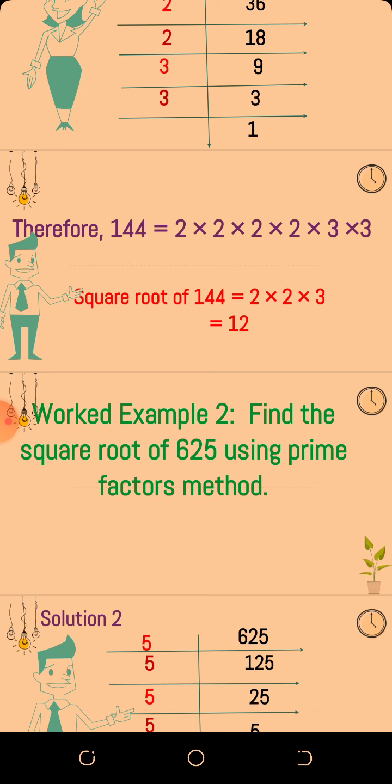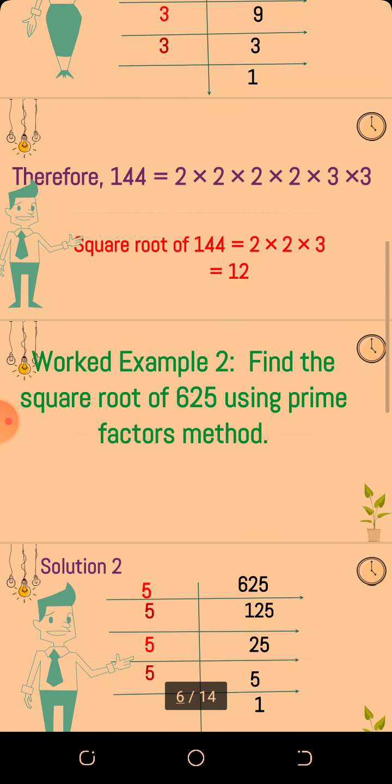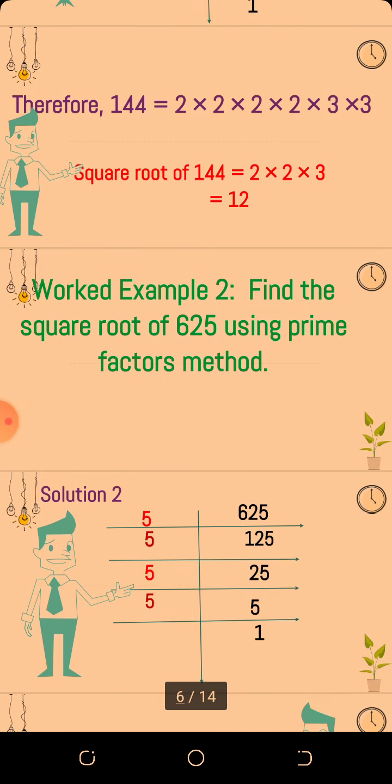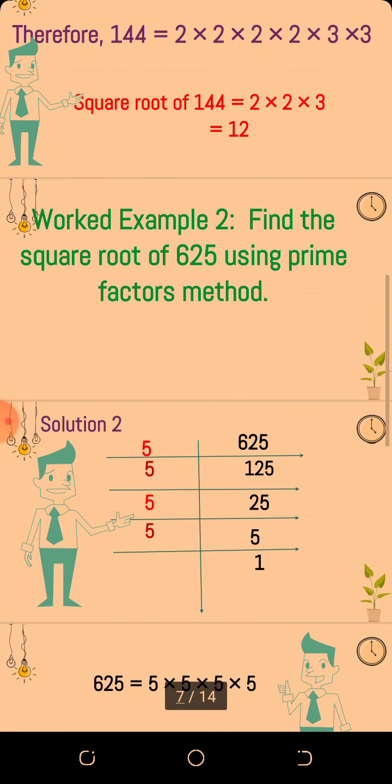To find the square root of 144, we group our prime numbers. We pick the first two 2s, then we write 2. We pick the next two 2s, then we write 2. Then we pick the two 3s, then we write 3. That means the square root of 144 will be equal to 2 times 2 times 3, which is equal to 12.